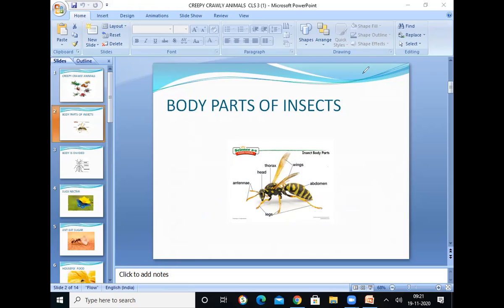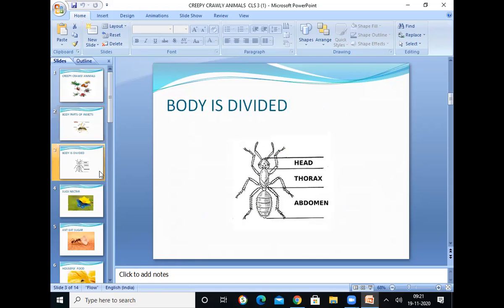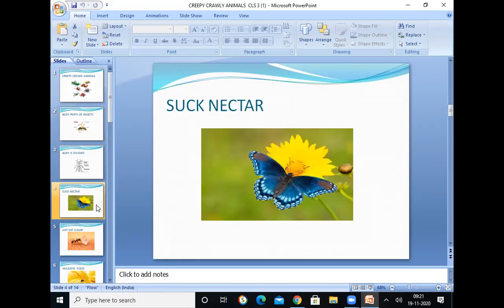Right. Now we are going to see the third picture. Yes, the body is divided into three parts: head, thorax and abdomen. Next, butterfly. What is the food habit of the butterfly here? A butterfly can suck the nectar from the flowers with the help of a straw-like structure in its body.